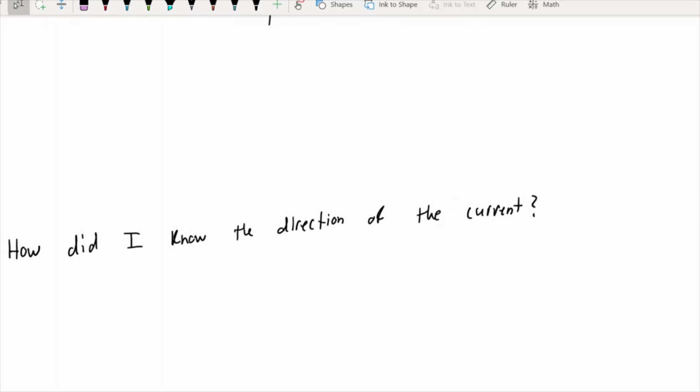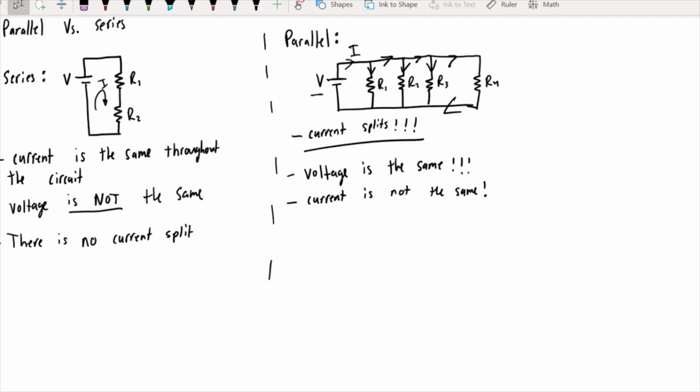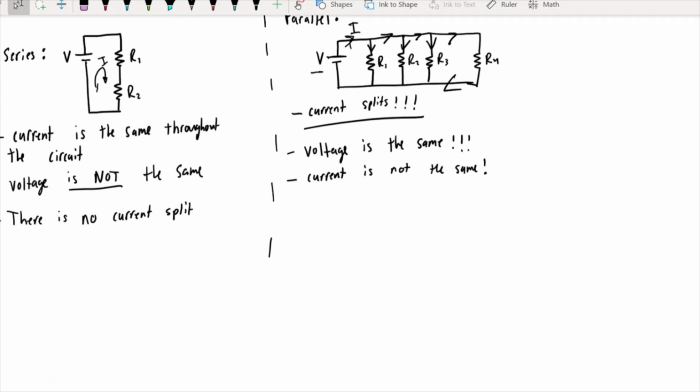So how did I know the direction of the current? As you can see here, I just assumed the direction of the current right here and right here at the very start of the video. How did I know that? Well, you could see I have a little drawing that looks something like that. And what are these two lines right here? Well, that's just a battery. The bigger side is the positive and the smaller side is the negative.